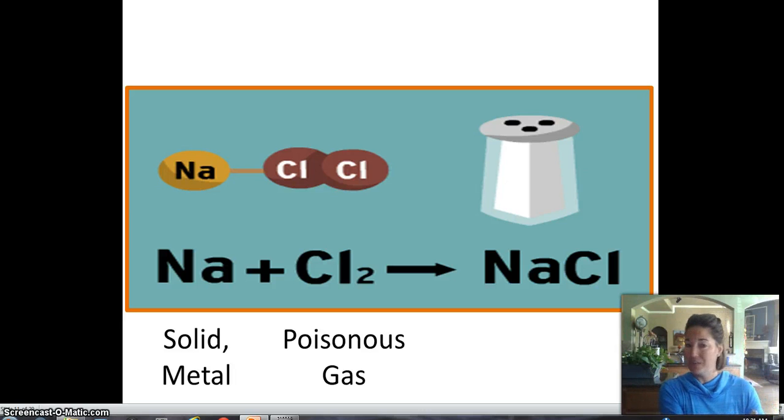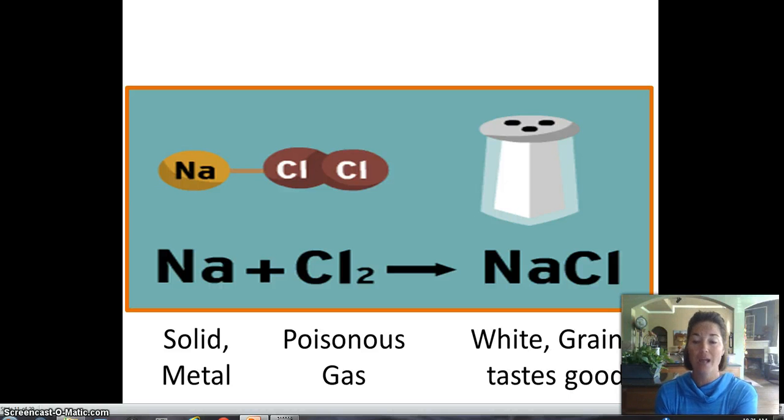But if I take these two reactants and they undergo a chemical reaction with one another and they combine to form a compound, this compound, sodium chloride, is white and grainy and it tastes good, and I add it to my French fries and it's delicious. But I would never, ever, ever consider eating sodium and chlorine in their elemental forms. So I wouldn't eat them as reactants here, but I certainly would eat them as a product, because our products are brand new substances that are formed. They're completely different than the reactants that made them up.